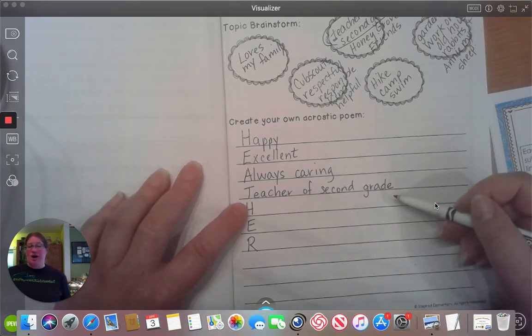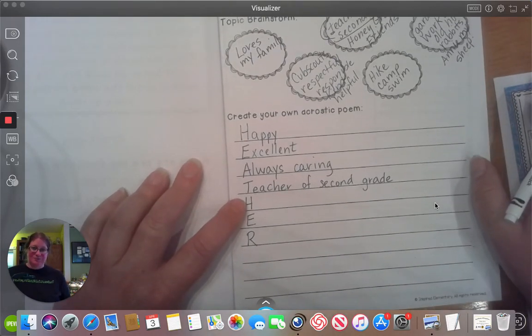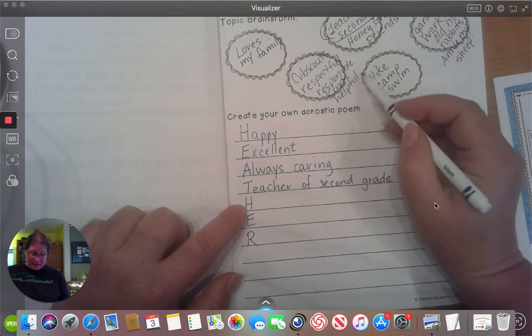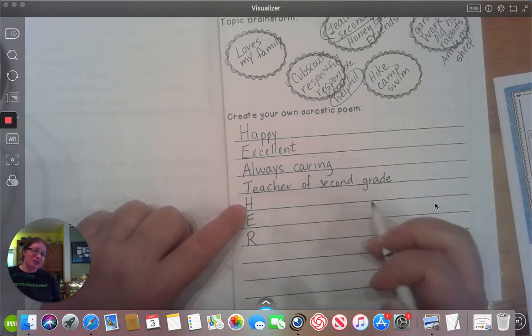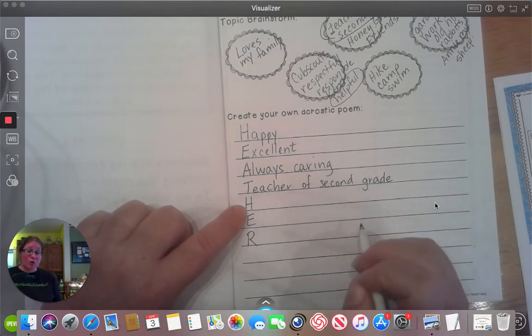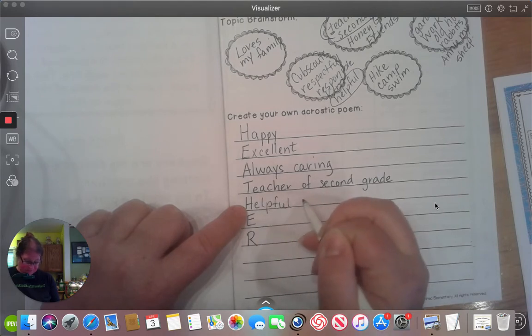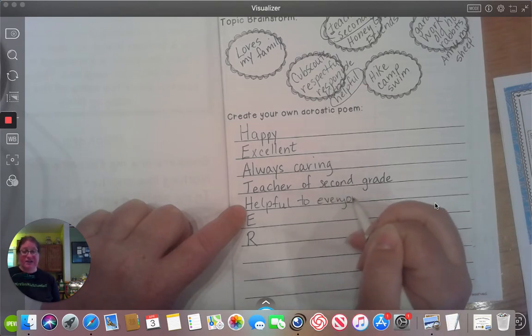Remember, I do not have to use punctuation, so I'm going to skip that part, and you guys should too. Now I need something that's going to start with the letter H. Now, I really like the word helpful from my Cub Scout Tom. So I'm going to use that word, but I'm going to turn it into a phrase. I could use a single word and just write helpful, or I could write the phrase helpful to everyone.